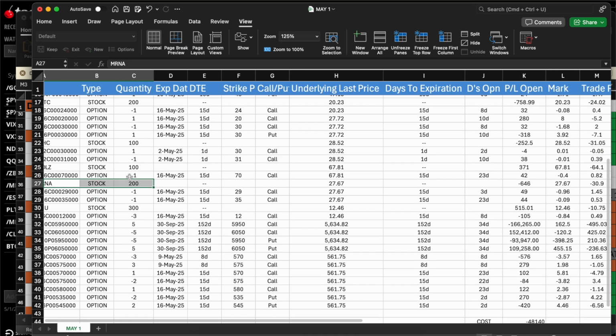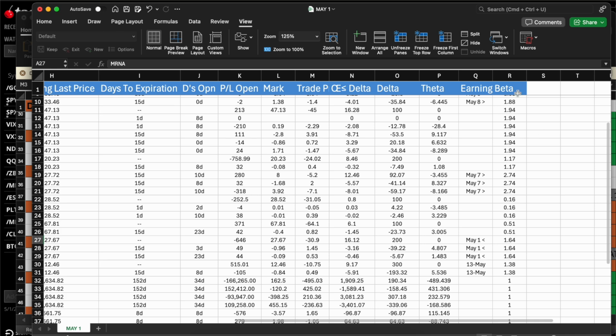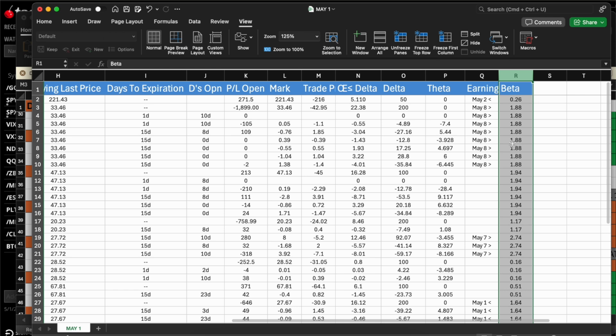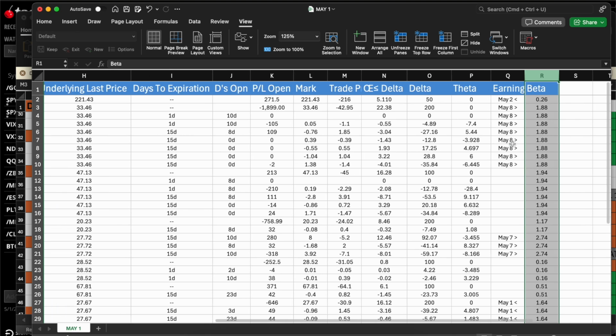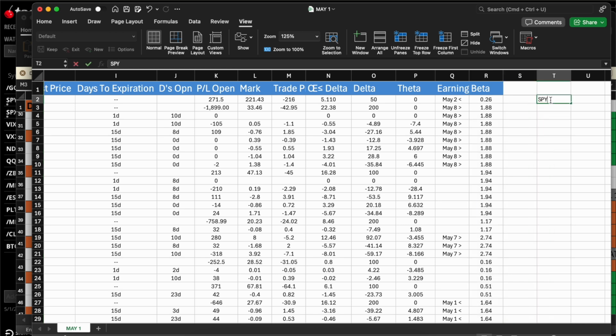Now that's where we get to this last column over here, which is beta. I'm highlighting column R. And what beta is, is a measure of correlation, which basically tells you how things move relative to each other. So let's say the SPY, we're going to use that as our example. That's my proxy. So the SPY, we're going to use the baseline as 1.